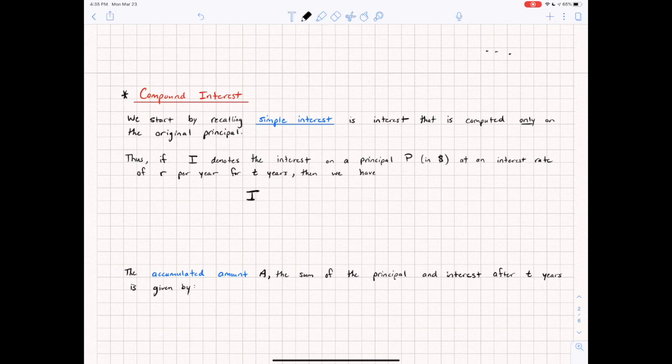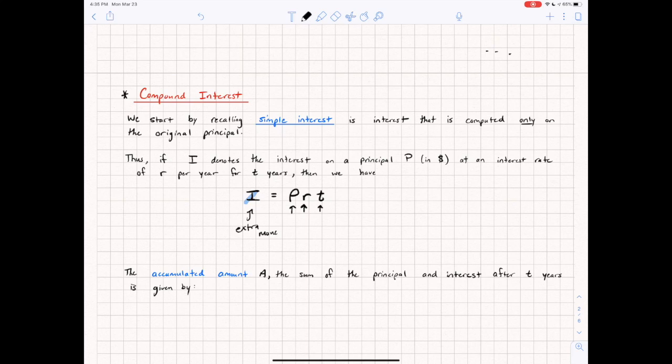Thus, if we let capital I denote the interest on a principal P, and principal is whatever starting amount you have, at an interest rate of R per year for T years, then we can calculate the amount of interest as my starting amount, whatever that principal is, times the interest rate. So what percentage are we going to get per year? And then multiply it by the number of years. This is going to calculate how much extra money we're going to get on that starting amount. So this is just the interest, just the extra money.